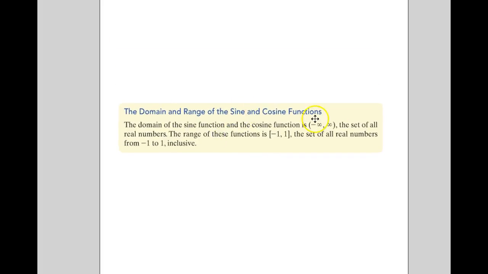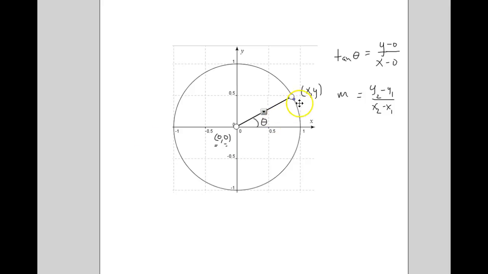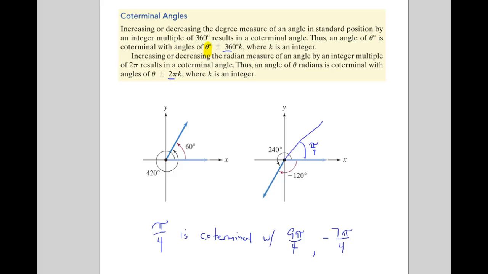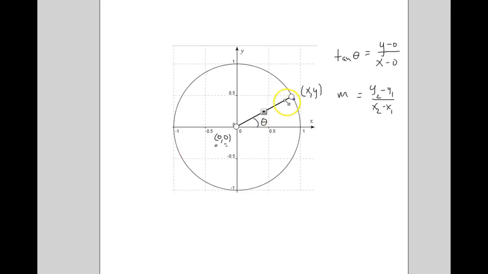The domain and range of sine and cosine. Because it's defined on a unit circle, the domain, remember sine and cosine are the x's and y's. Let me go back up to the original one we did. We can keep this angle going around and around as many times as we want to. So the domain is all real numbers, negative infinity to positive infinity, because we can just keep going around and around. But the sine is the y-coordinate.